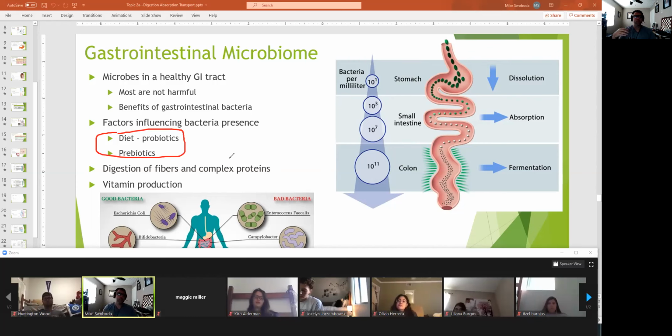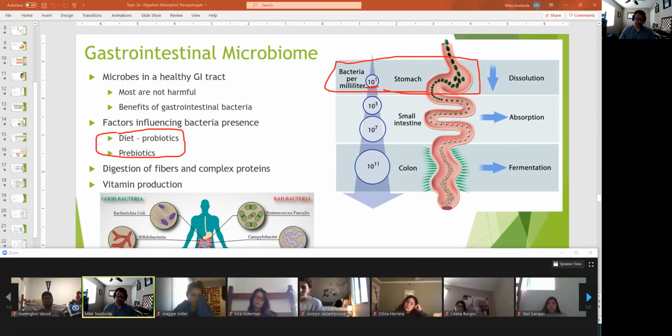Just like most everything in our bodies, bacteria have a very, very hard time surviving in very acidic conditions. Hence why you see bacteria per milliliter, 10 to the first power. 10 to the first power means 10. 10 bacteria per milliliter is like nothing, right? There's like no bacteria in the stomach. If you want to survive in the stomach, you better have your anti-everything suit on, because the acid in there is meant to kill everything.